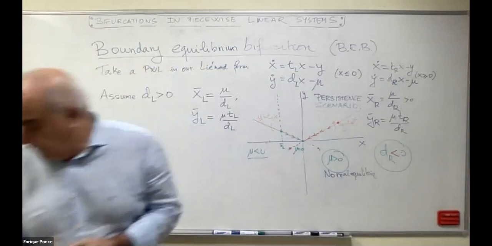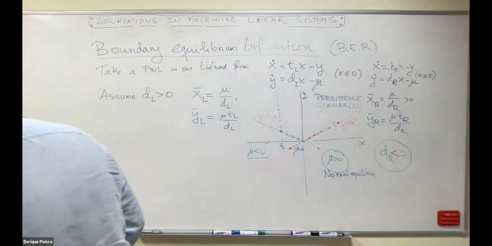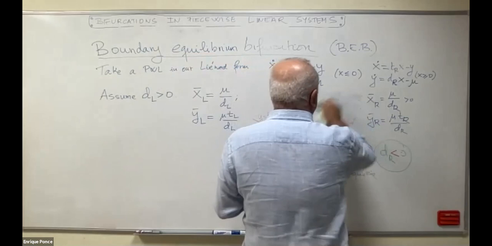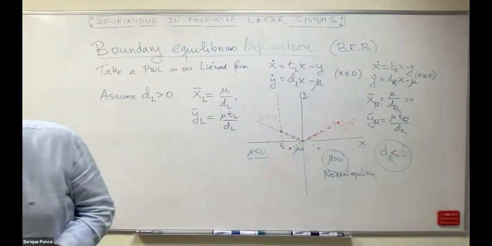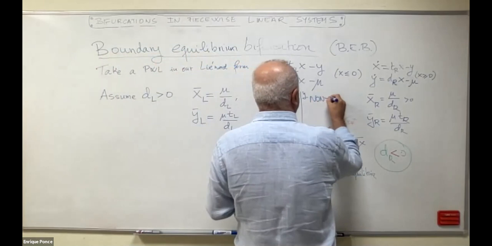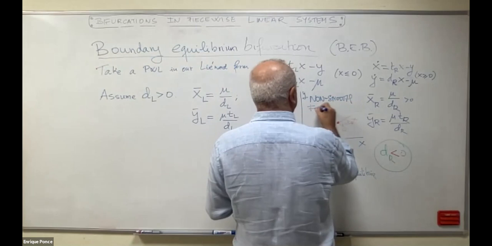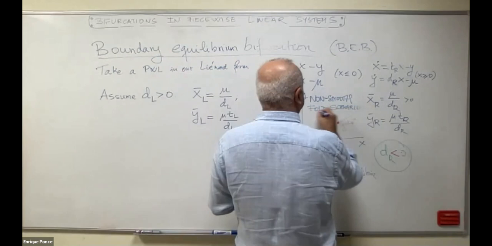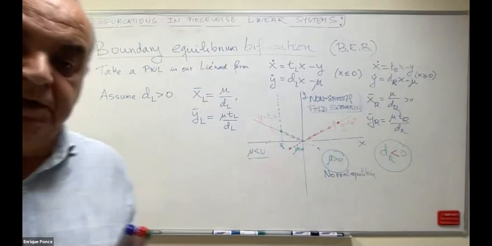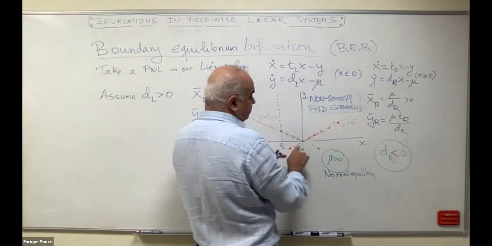This is very interesting, because you can now have another scenario, which is called the non-smooth fold scenario, which is characterized by the fact that the two equilibrium points, two real equilibrium points, collide at the origin and then disappear. They become virtual.